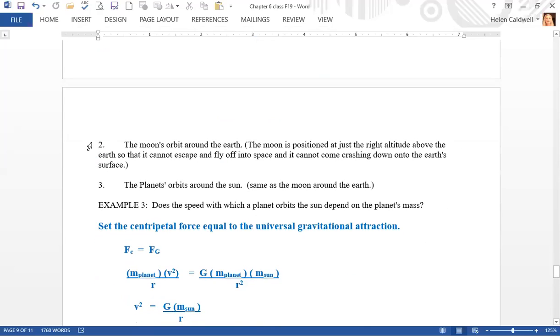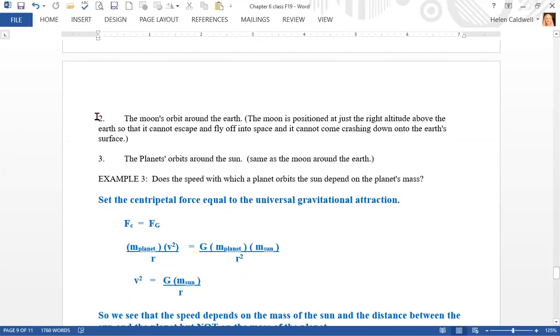Okay, so centripetal forces are also responsible for the moon's orbit around the Earth. The moon is at just the right altitude so it doesn't fly off into space or crash down into the planet. It is in the sweet spot, if you will. And centripetal force is to a large extent responsible for the planets' orbits around the sun.